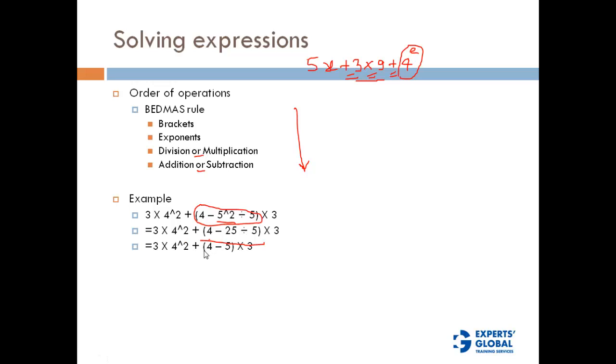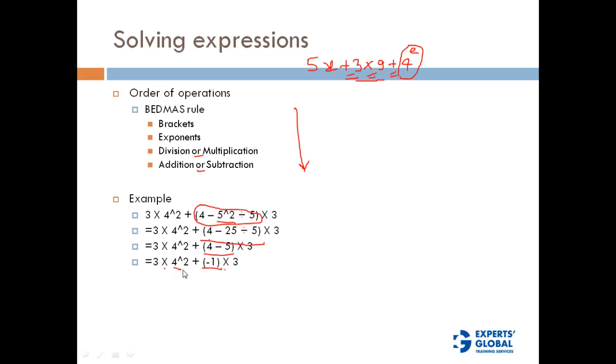So this expression becomes 3 into 4 raised to 2 plus 4 minus 5 into 3. So we still have the bracket, so we'll perform that. So 4 minus 5 is minus 1. So this expression becomes 3 into 4 raised to 2 into minus 1 into 3. Now you will see that in the bracket, there is no operation. It's just a number, right? So that means now we have to find out the priority of this operation and this operation and this operation.